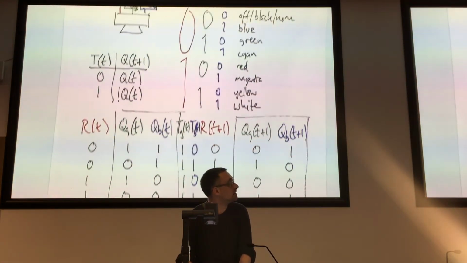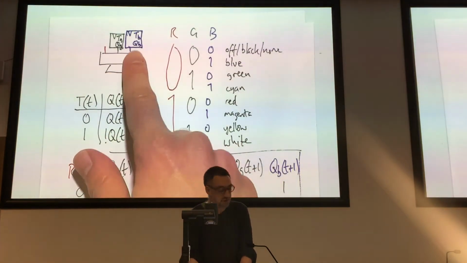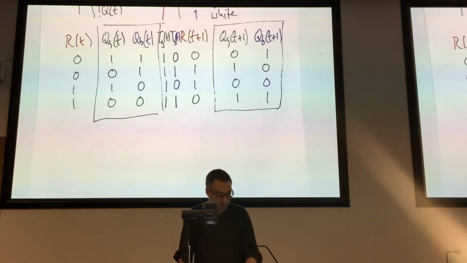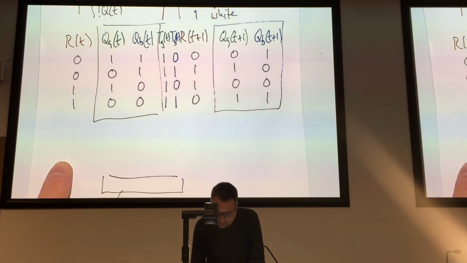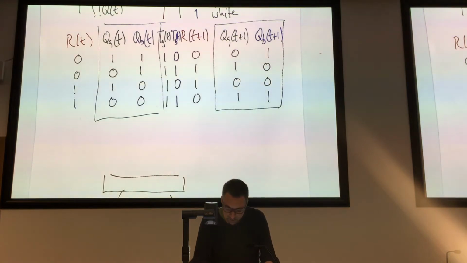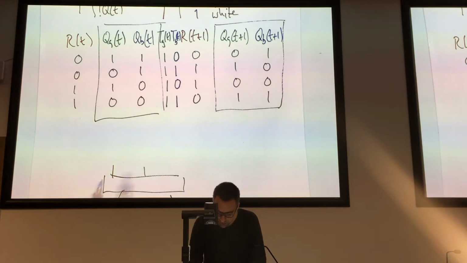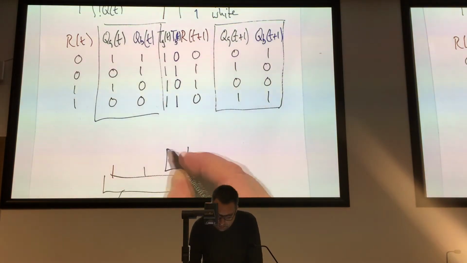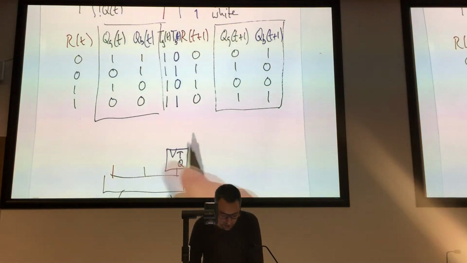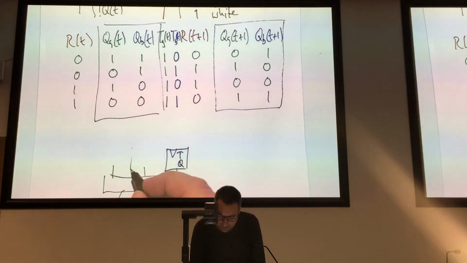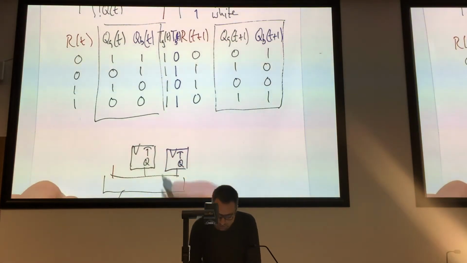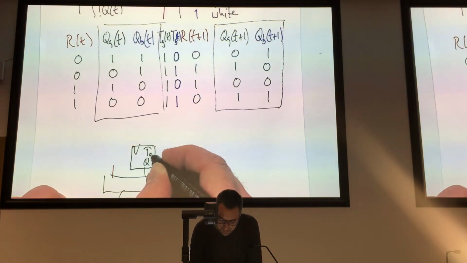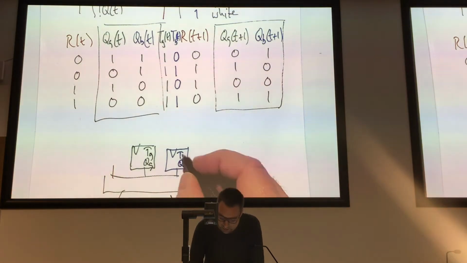Okay, now I made the mistake of drawing this too near the top of the page, so I'd better draw it again. Here's the lamp. We got red, we got green, we got blue, we got a T flip-flop for that, and we got a T flip-flop here. This is the green one. This is the blue one.